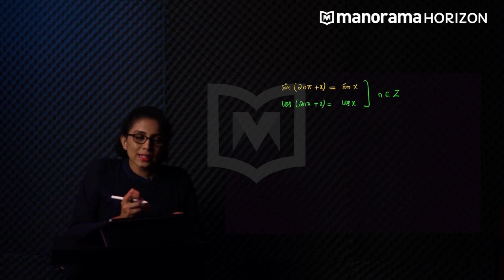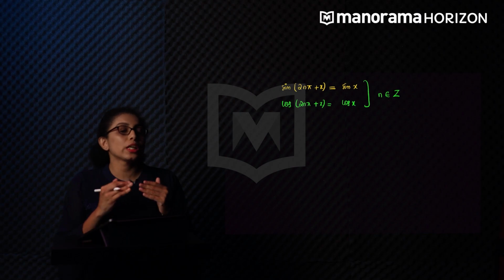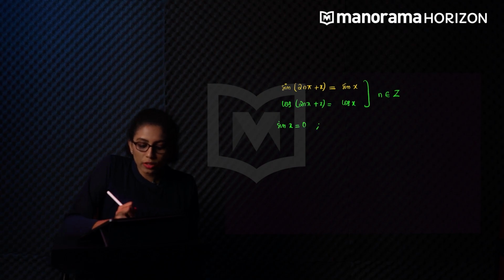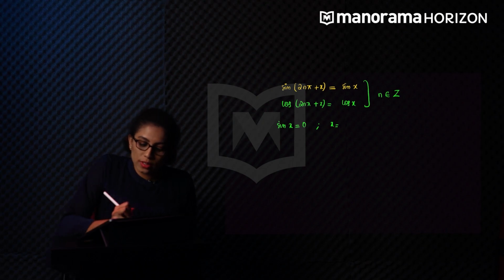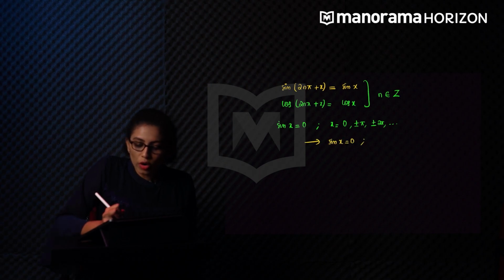Now at certain values the sine value is 0 and at certain values the cos value is 0. Sine x is 0 at integral multiples of pi, that is for 0, plus or minus pi, plus or minus 2 pi, and so on. So in general we can write sine x is equal to 0 for x is equal to n pi.